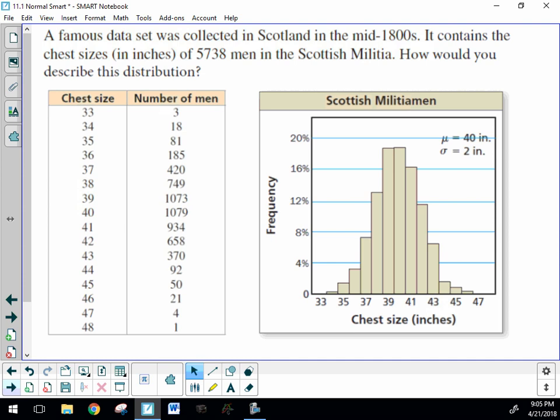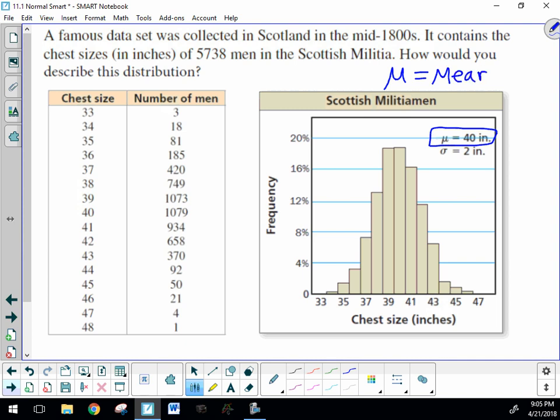So when you look at the distribution over here, it shows a couple of symbols that you need to be aware of. This symbol right here is a symbol that we use for the mean. So this data set has a mean right here of 40. And the other symbol that you see there, the symbol sigma, is for standard deviation.